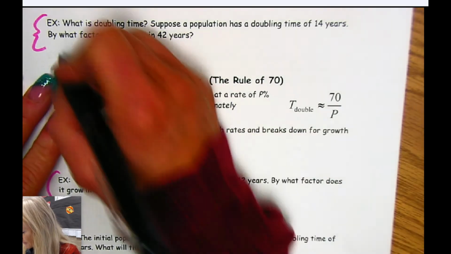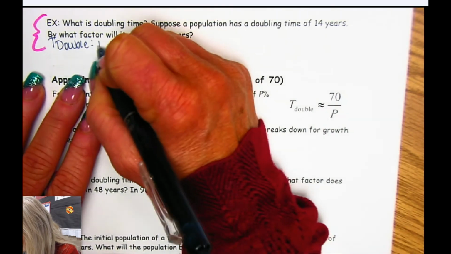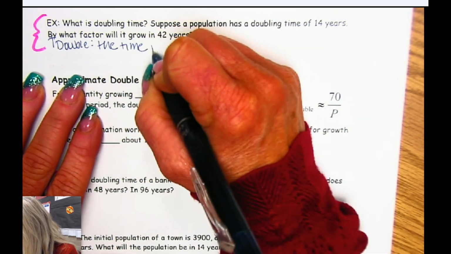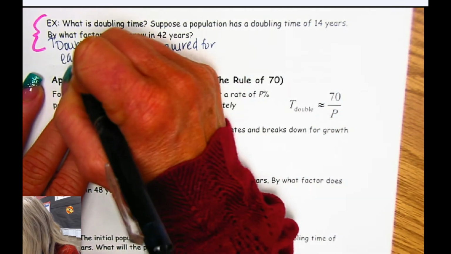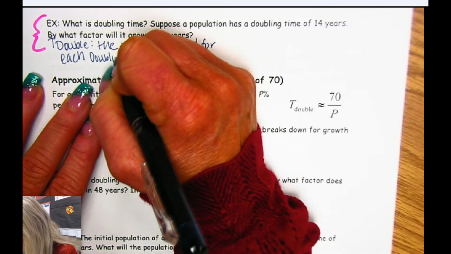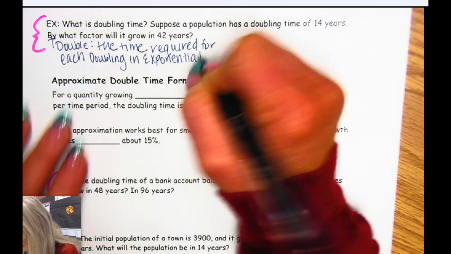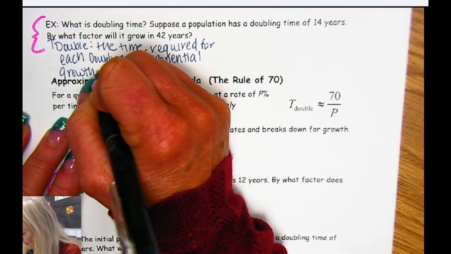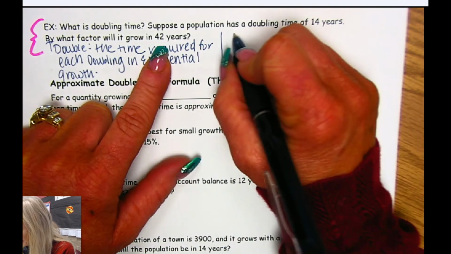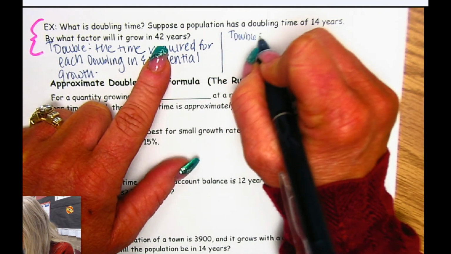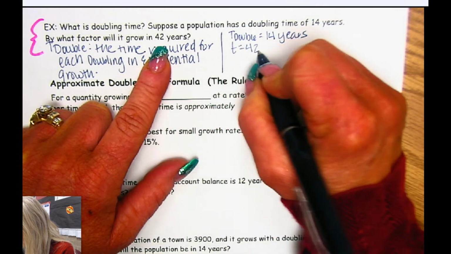So I'm going to just write that. Doubling time is the time required for each doubling in exponential growth. Okay, we asked that on homework. By what factor will it grow in 42 years if T double is 14 years? That means little t would be 42 years.